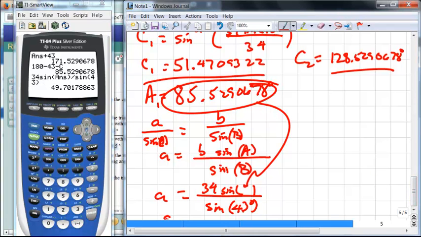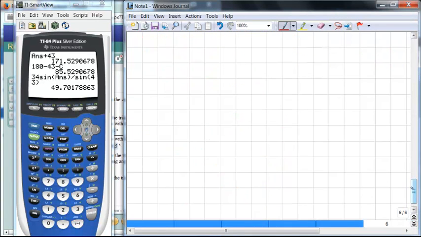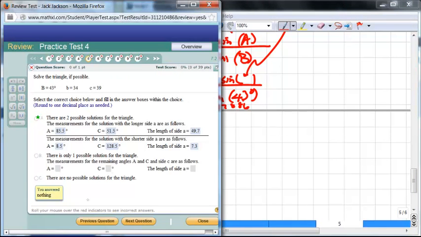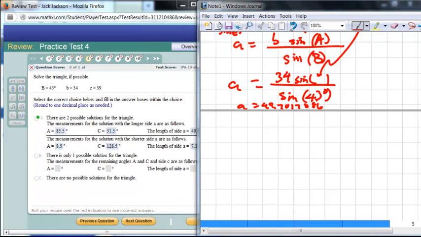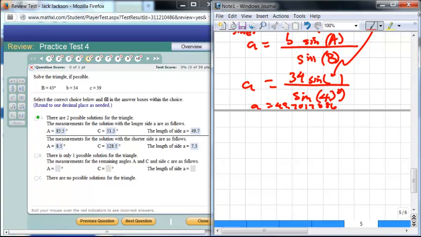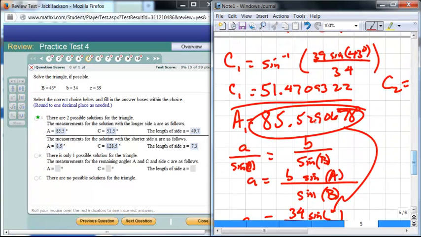So A is about 49.70178863. Okay, so that's one option. Let's go ahead and put that one in. So here A is, let's see, how far do we go here? 1 decimal place. 49.7 for the length of side A. And the angle A is 85.5 degrees. And angle C was 51.5 degrees. So that's one possibility. Now we have another possibility over here.